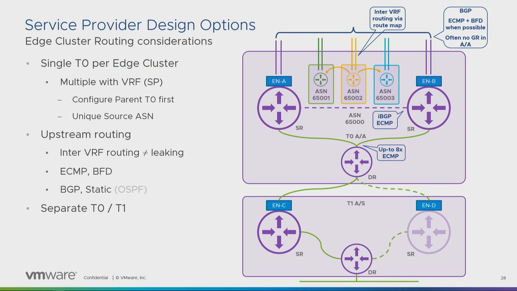Moving on to edge cluster routing considerations that are important for us as a service provider. First of all, as Yves mentioned before, a single edge cluster can only host a single T0 router. That can be enough for a single customer, or maybe for a smaller one. But if you go larger and want to use multi-tenancy, go for VRFs. If you do so, make sure you configure its parent first, on the uplink side and on the BGP side.